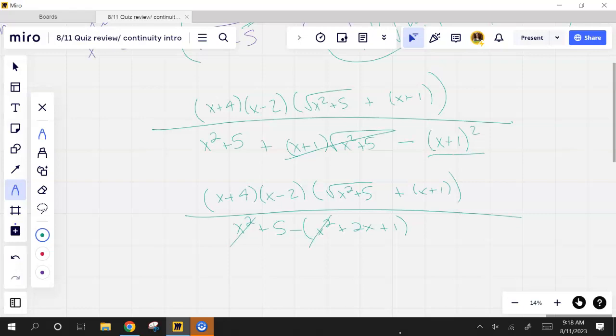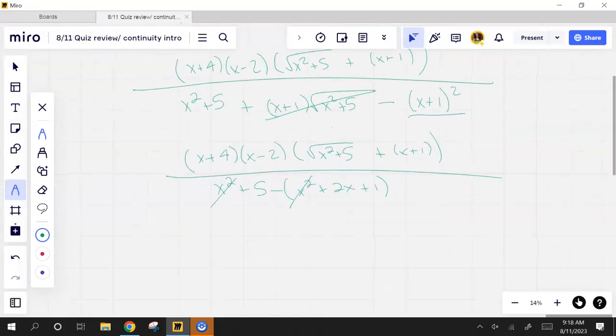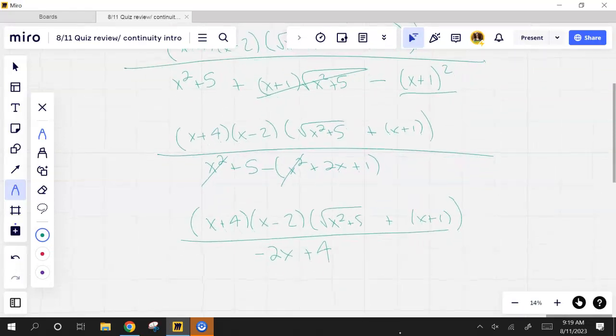I FOILed this out. Why? x squared minus x squared. No, I didn't do it top and bottom. I think it would work at this point. I think so too. What am I approaching? 2? Bro, it still doesn't work. 2, not 2, look.